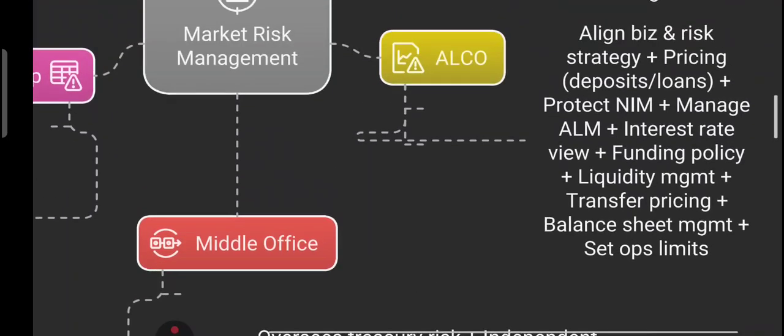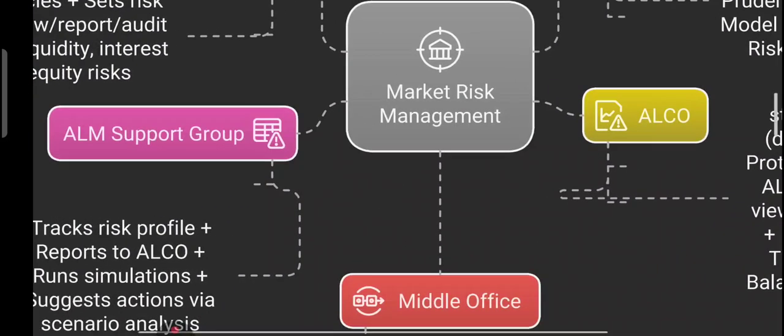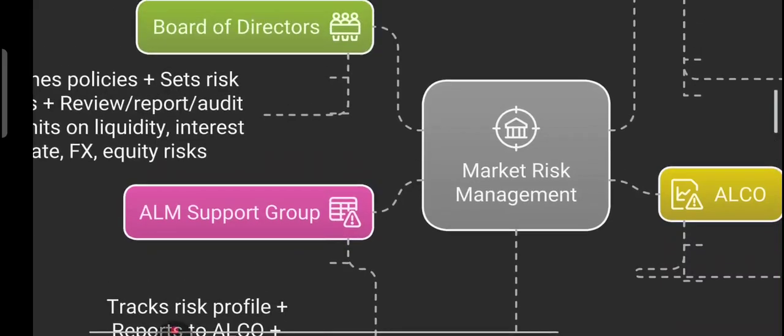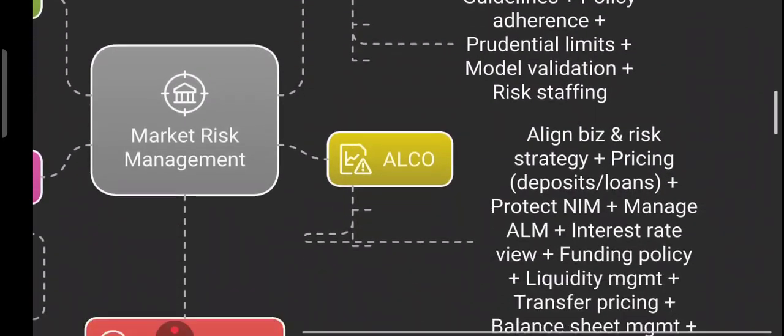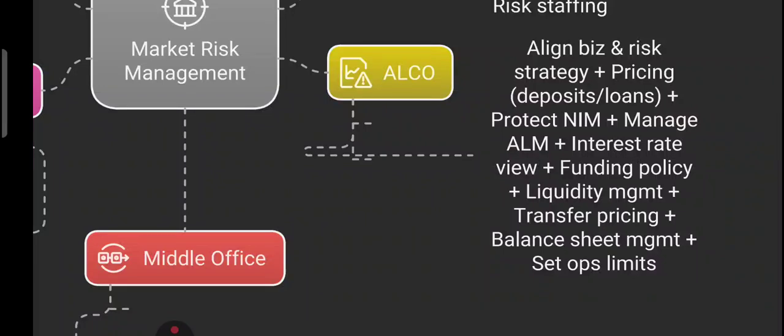So again, I'm repeating, basically market risk is not managed by one person. It is a collaborative structure involving strategy, monitoring, policy. So the board of directors define the policy, the risk management committee enforces them, right? They bring them into practice. ALCO, you can call ALCO the real strategist. They connect business goal with risk control.